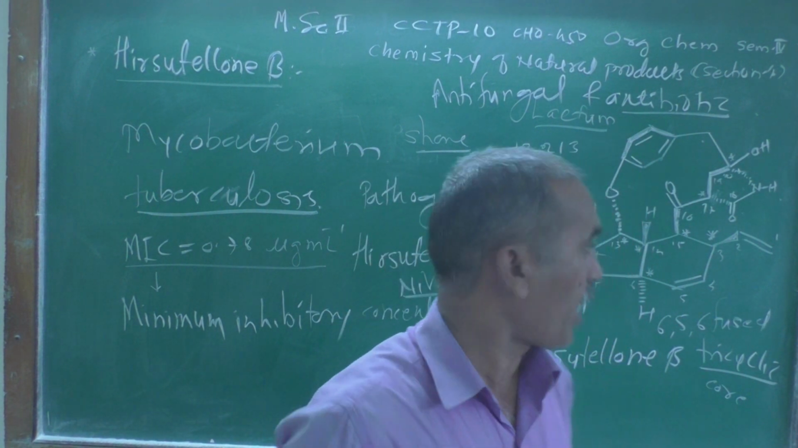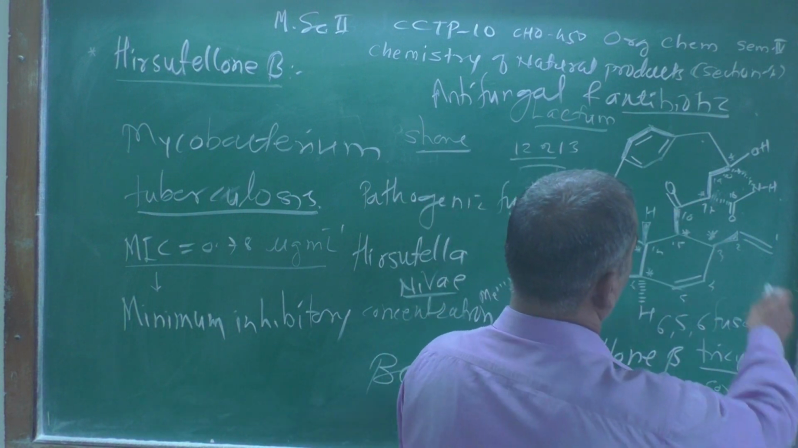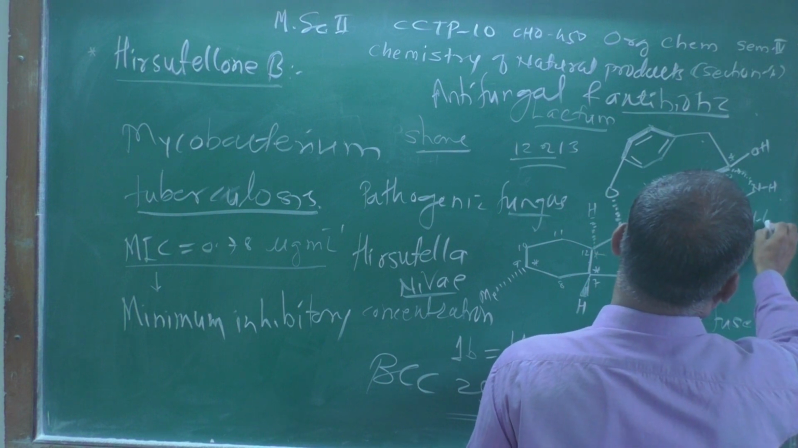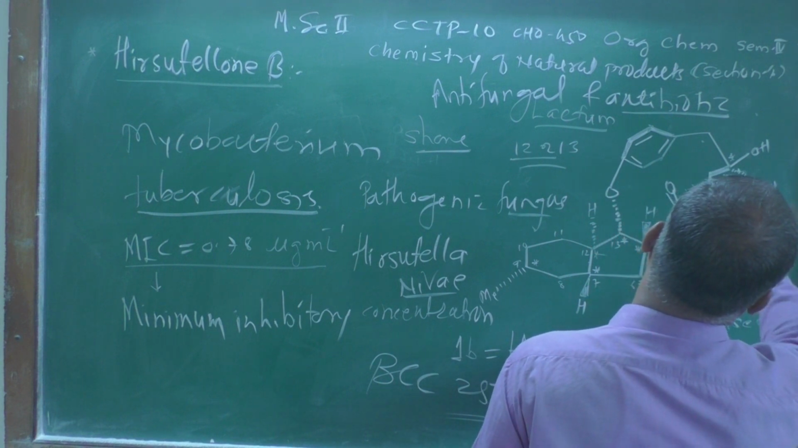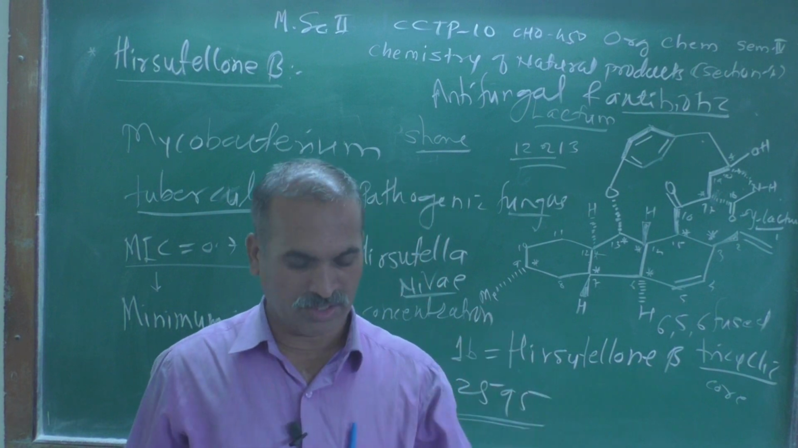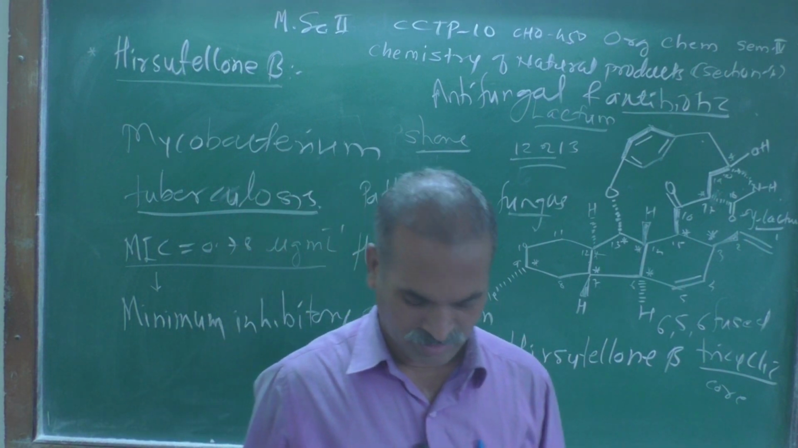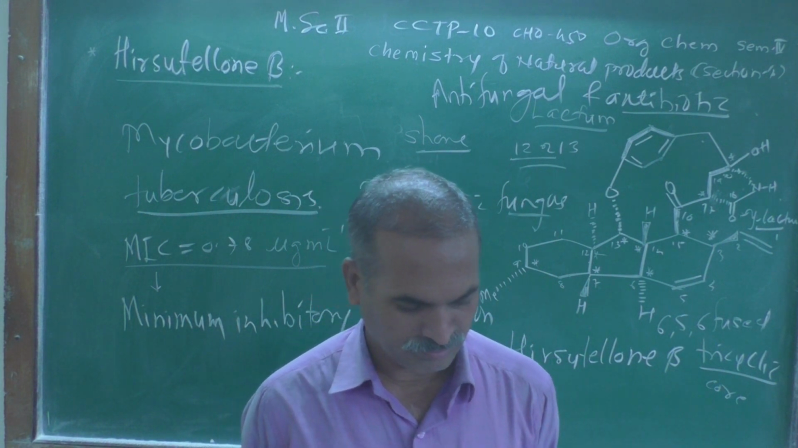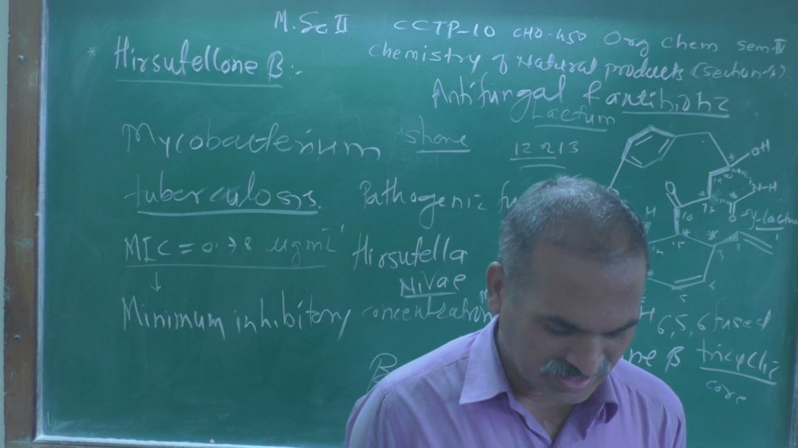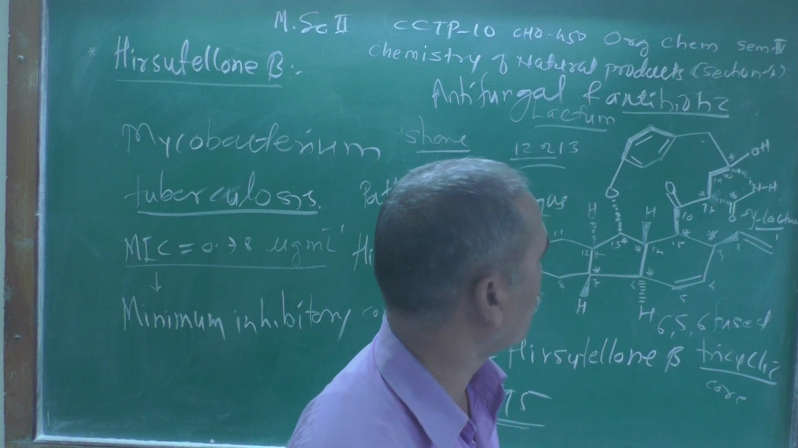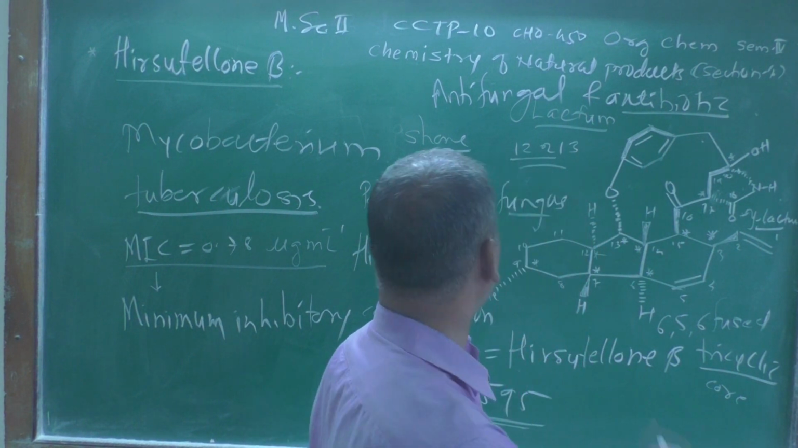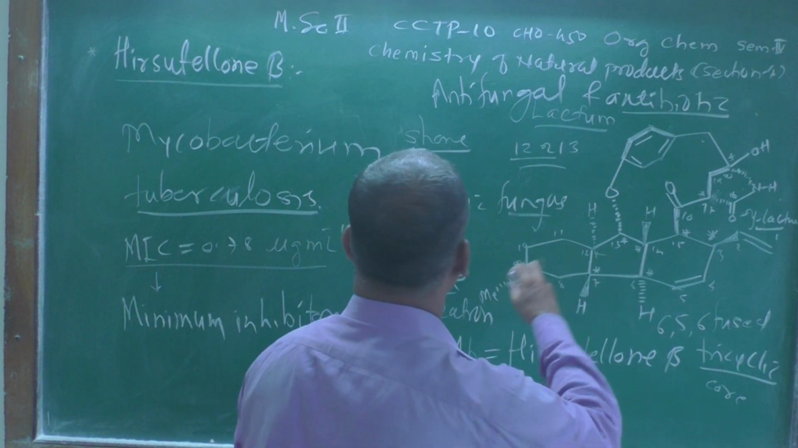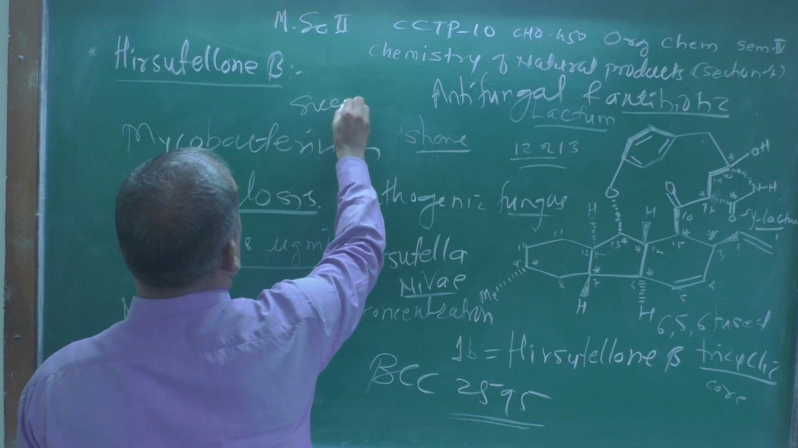A gamma lactam here, this is known as a gamma lactam, which is a major difference between hirsutolone A and hirsutolone B. Gamma lactam or succinimide, which we have seen.